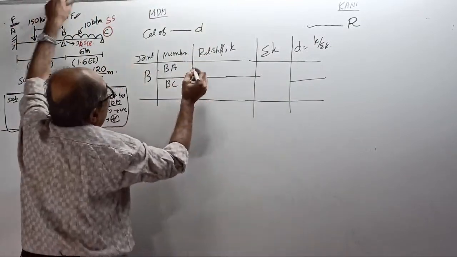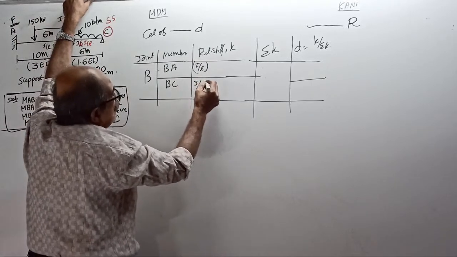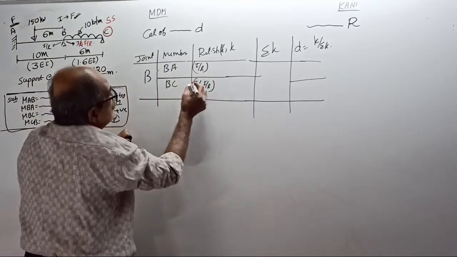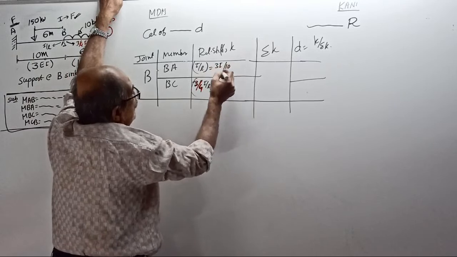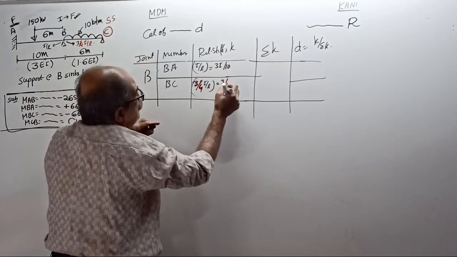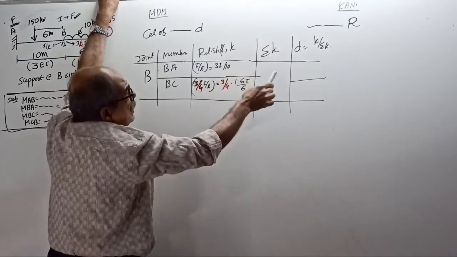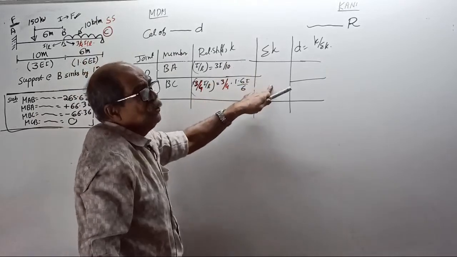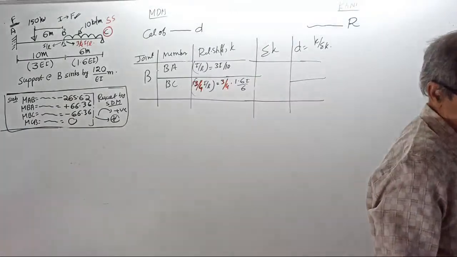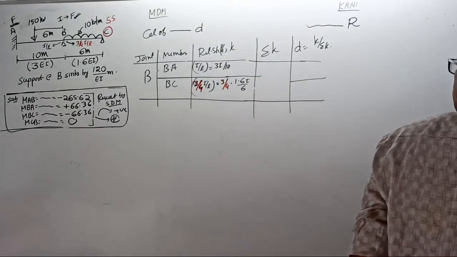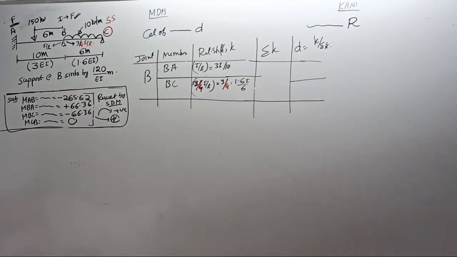Start. BA formula is I by L. BC formula is 3/4 of I by L. Remember, 3/4. Okay. Substitute I by L: 3I by 10, and 3 by 4 of 1.6 I by 6. Tell me. First, 3 by 10 plus 3 by 4 of 1.6 by 6. Add those two and tell the answer.